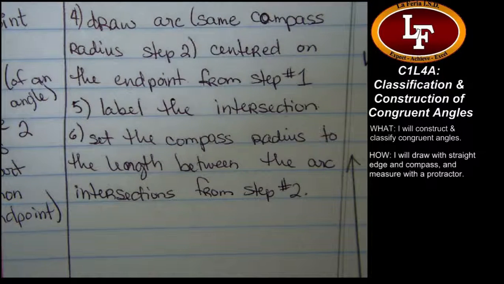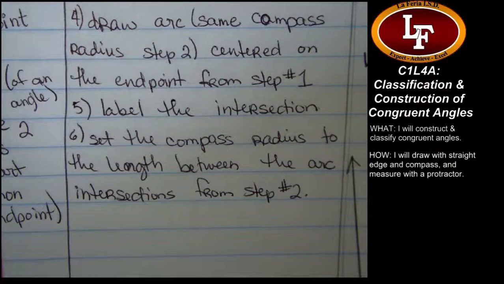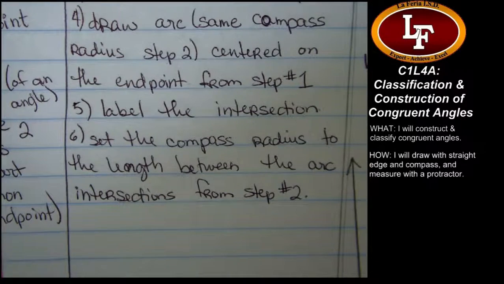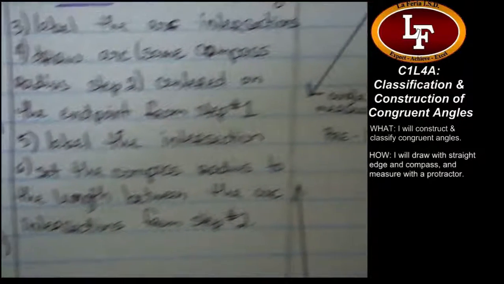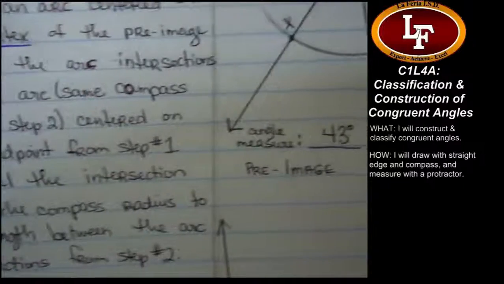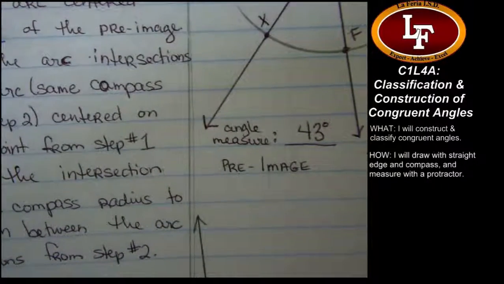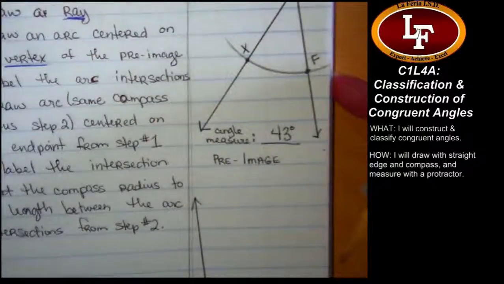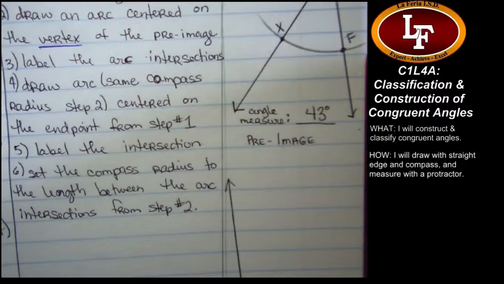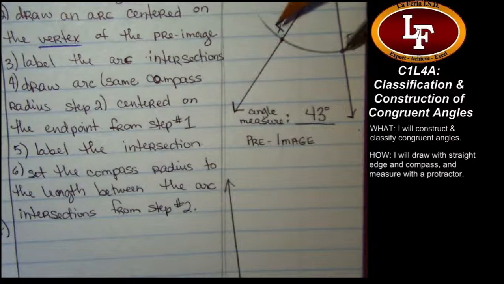Let me scoot this over so you can see where we're going to set the compass radius from, and then we'll come back to the directions. So there are the arc intersections from step number 2. And that is what I want to set my compass radius to. That distance. So set that now.